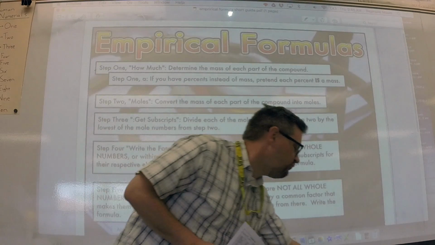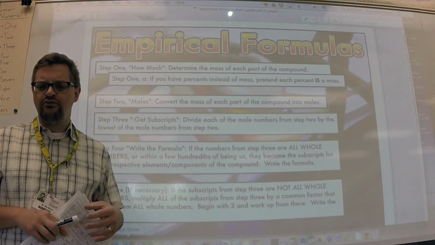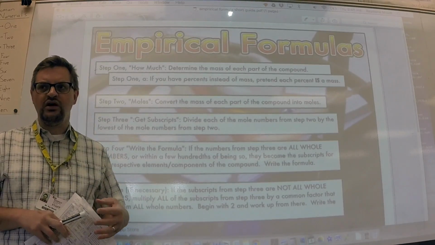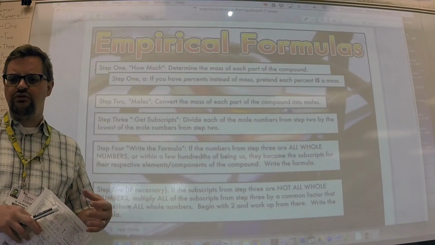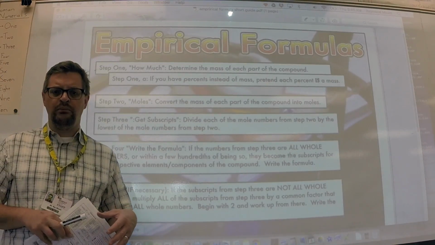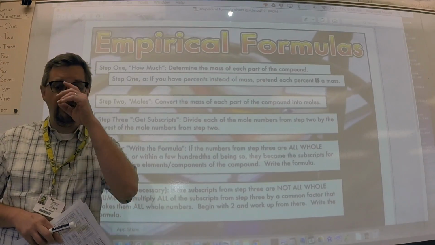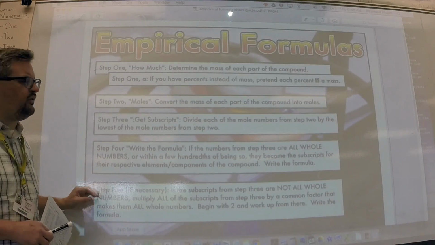So an empirical formula is the formula of a compound found using lab data. What you do is measure a compound in an experiment. You measure how much of each part of the compound you have, and then using those numbers you determine its formula. That's an empirical formula. Now generally there are 4 and sometimes 5 steps to doing that.